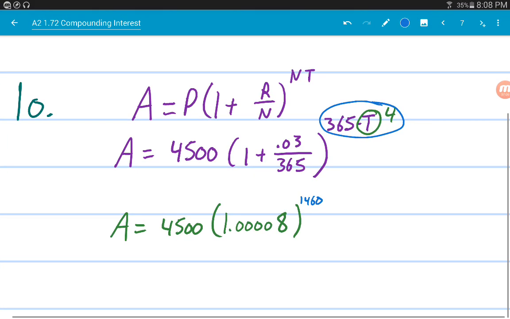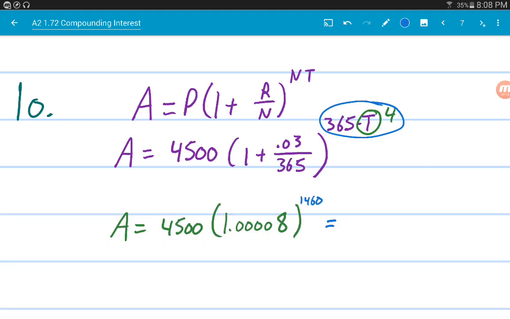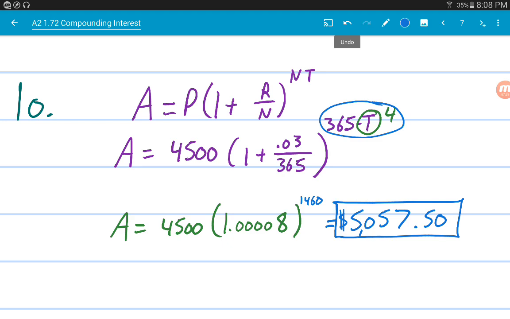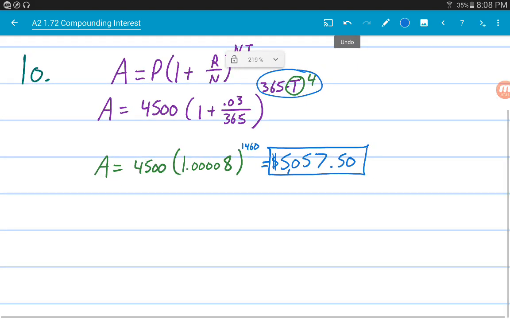$5,057.50. It's money after all, right? So 5,057.50. That would be her account balance after 4 years. Not bad. She made some money off that interest.